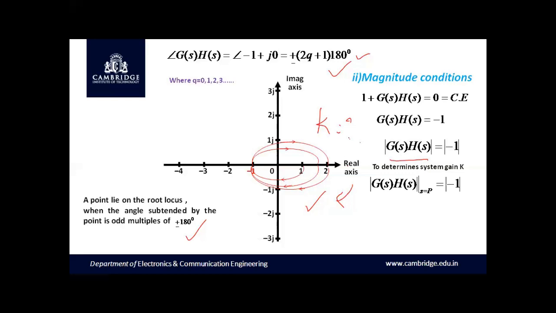Hence, the magnitude condition is used only when a point in the S-plane is confirmed for its existence on the root locus by use of the angle condition. Once we confirm that the point P lies on the root locus, then we can find the unknown parameter K. Let us solve a few example problems related to the magnitude and angle conditions so that you will gain more confidence with these concepts.